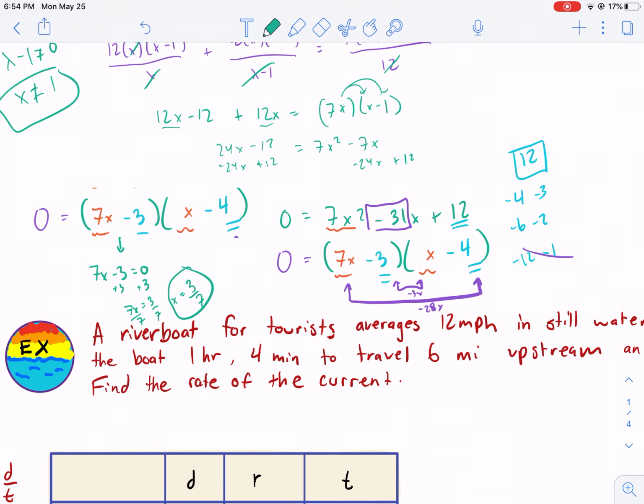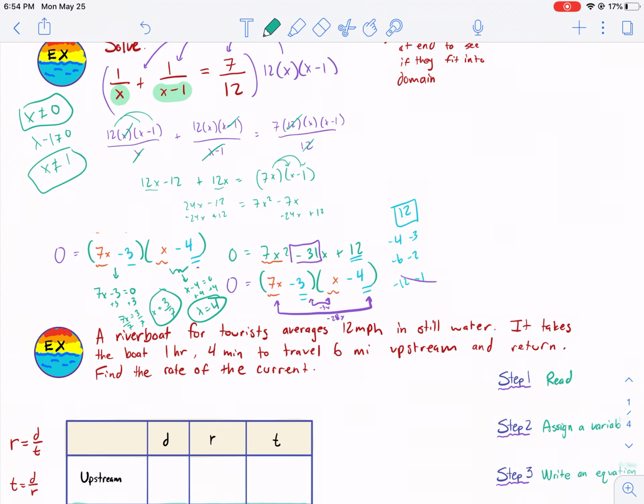Same thing with x minus 4. This needs to be, is that equal to 0? X minus 4 equals 0. Add 4, add 4. I get x equals 4. So there's my two answers. I get 4 and 3 over 7.